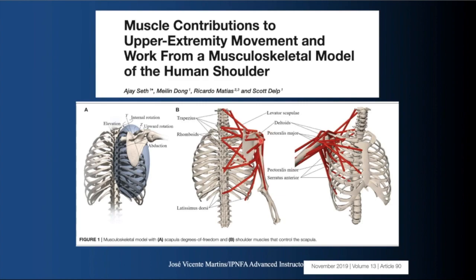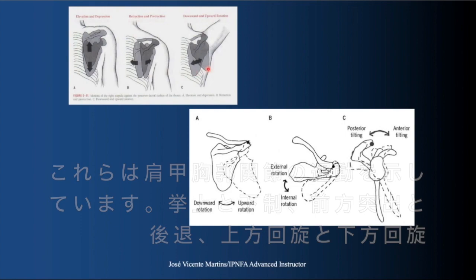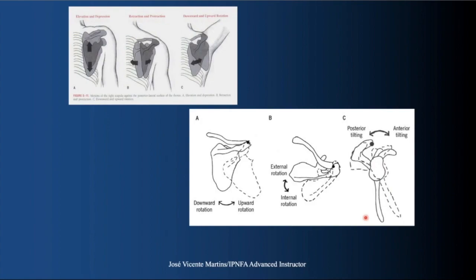So here is a really nice article showing the vector forces of different muscles concerning scapulothoracic joints and also glenohumeral joints. So here we can see movement of the scapulothoracic joint. We can see here elevation and depression, retraction and protraction, upward rotation and also downward rotation. But we have to know that there are other important movements, such as external rotation and internal rotation, and also posterior tilting and anterior tilting.